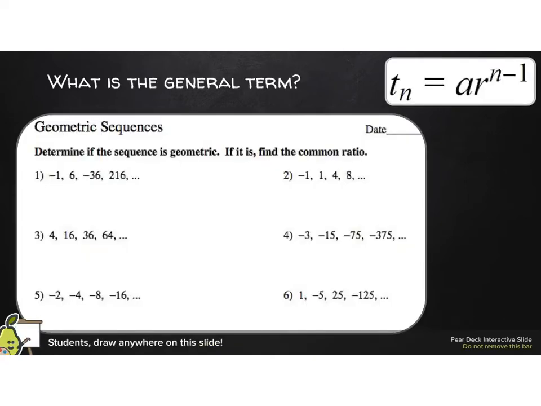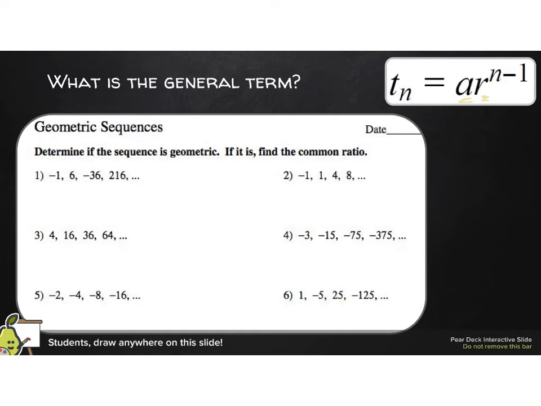For this page, you must figure out what the general term is. So you will need your a, you'll need your r, and then you'll just type them into this formula. t to the n equals whatever a is, whatever r is to the n minus 1. Now some of these are not geometric, so just keep that in mind.